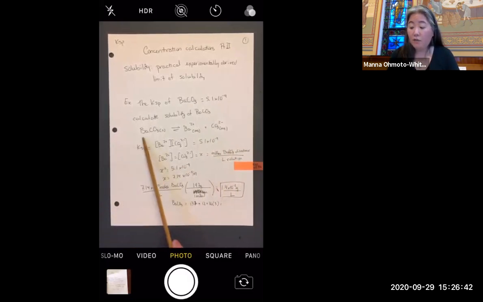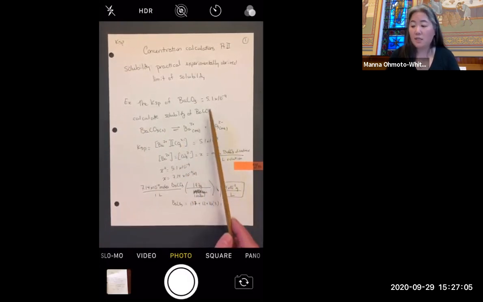So I have to first write my dissociation reaction. Just a reminder that the Ksp is always from the dissociation reaction. So I'm taking my solid and it's becoming aqueous ions. And so my Ksp expression is going to be my Ba2+ concentration times my CO3 2- concentration, and that is equal to 5.1 times 10 to the negative 9, because that was given.